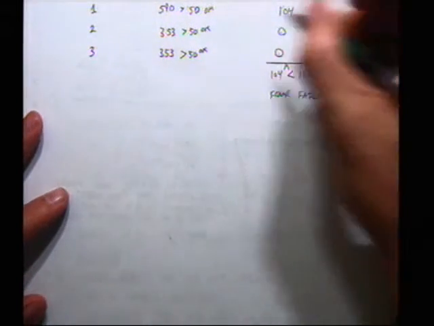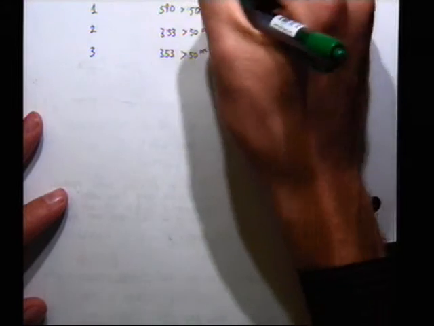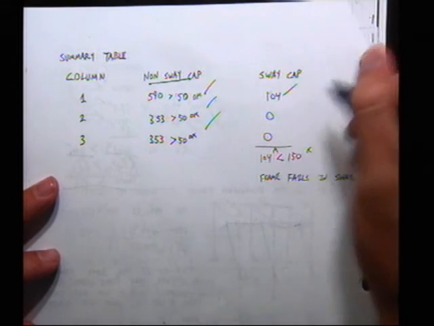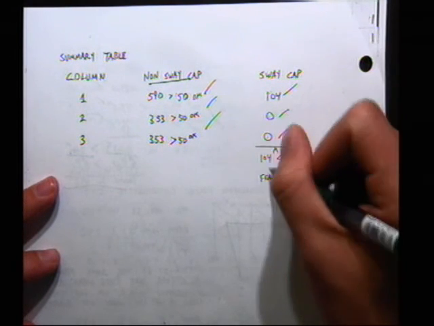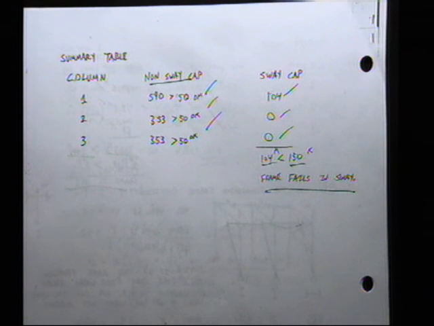So for the columns, the non-sway capacities, the individual failures are still okay. Sway capacity is 104, 0, and 0, but then I compare 104 to 105. The frame's going to fail in sway. It's going to fail as a group.